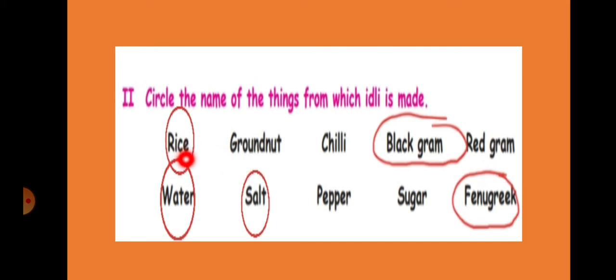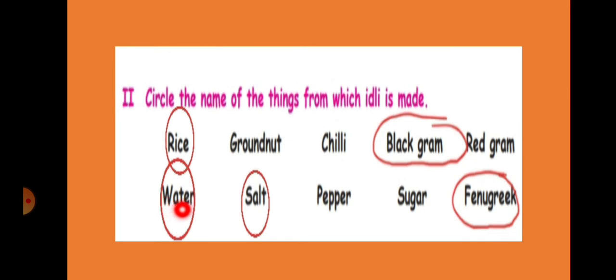So first one is rice. We need rice for idli preparation, right? So circle this rice. Groundnut, is it required? No. Next, chili. Do we use chili in idlis? No. Then black gram, urad dal. This all comes the same. So black gram, urad dal, that is true. We need this black gram for idli making. Next, red gram. Do we need this one? No. So we don't use it for idli.